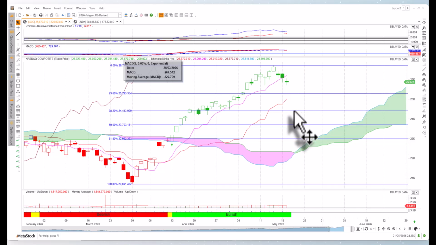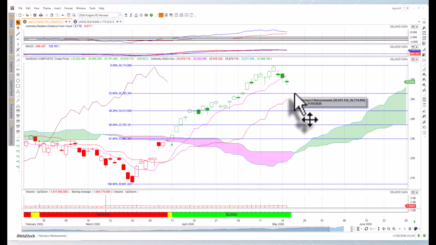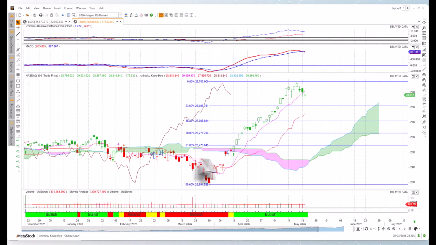A 38 retracement would be quite a strong healthy correction, 24,413 to the downside here, but at the moment the market's still very extended from the top end of the cloud, so we do expect some form of a retracement back down to this Fibonacci level, 23.6 on the Nasdaq Composite. The Nasdaq 100, that level to watch out for is 28,000 on that one, and we do expect the standard line from the Ichimoku cloud to pick up and catch up with these levels.